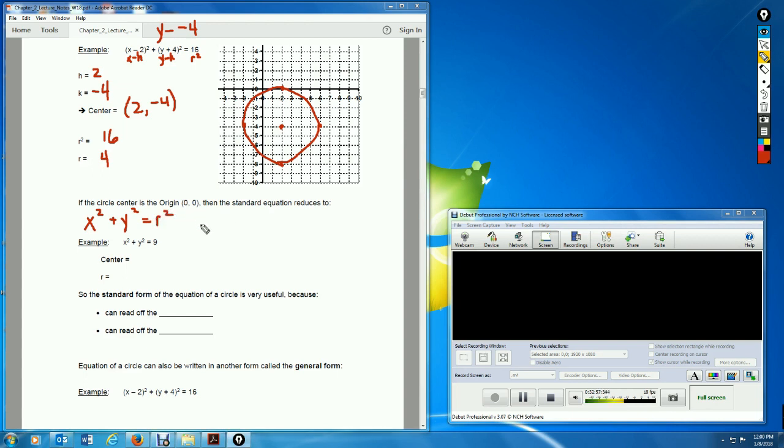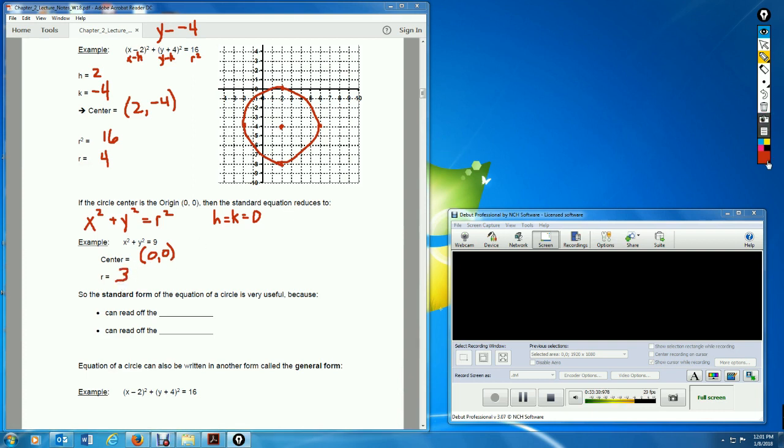Okay? Because both h and k are equal to 0. All right, so when you do x minus h or x minus 0, it just reduces to x and so forth. So for example, x squared plus y squared is 9. We just know by looking at that it is a circle. It is centered at the point 0, 0, and it has a radius of 3.